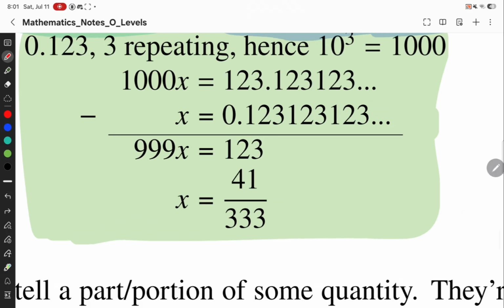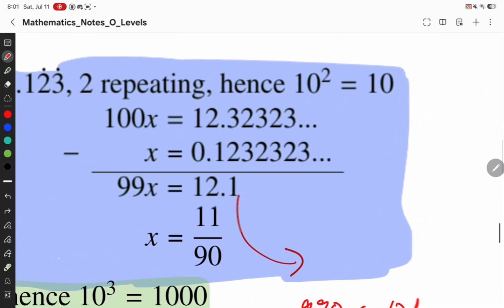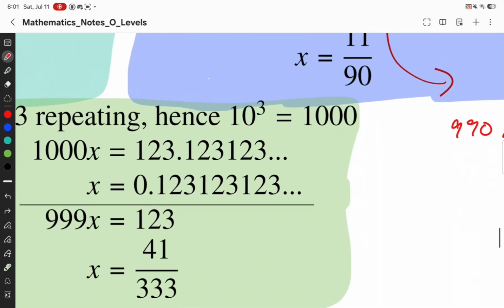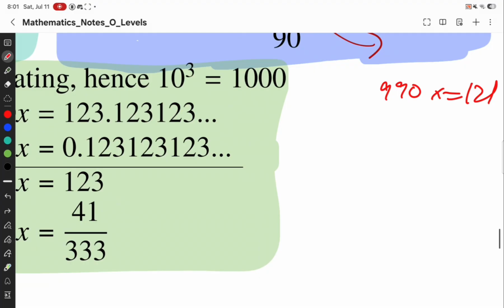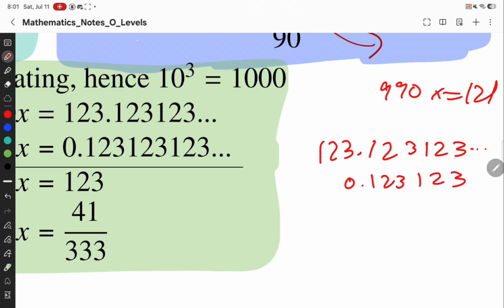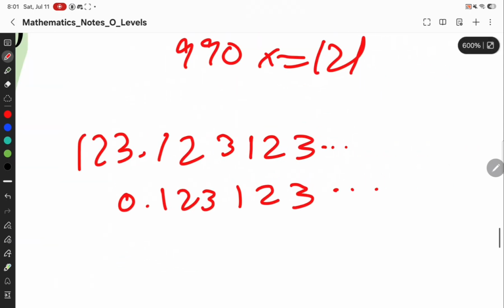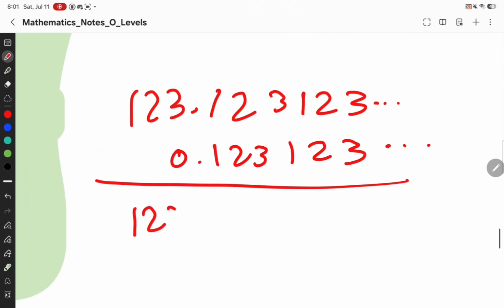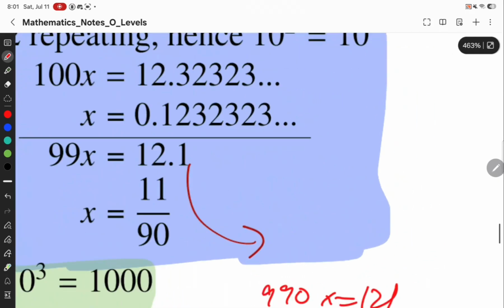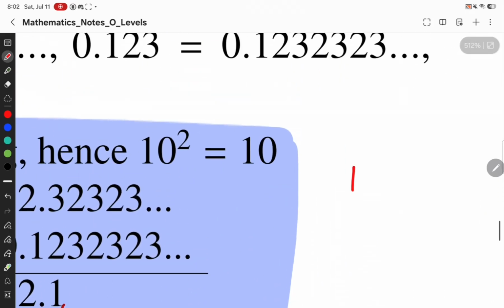Here I did not have the alignment for this, sorry. Like for these other two examples, but if we write them properly, as I told you, 123.123123, blah blah blah, minus 0.123123, blah blah blah, we can see it indeed gives us 123. These all cancel out, so we are left with 123.0.